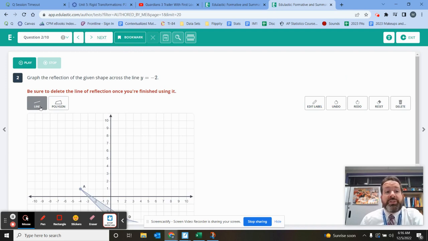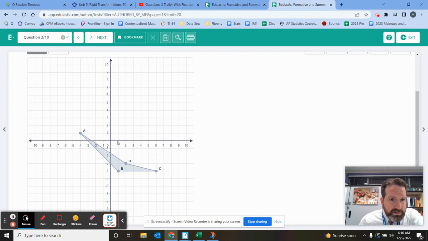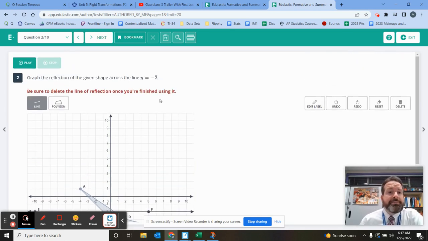Now notice you have two tools here, your line and your polygon. Use the line to put in your line of reflection. So y equals -2. So that's a horizontal line that goes at a height of -2. So you can click any 2 points on that line to make it go across.